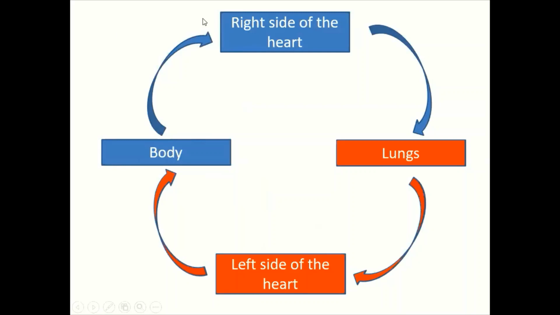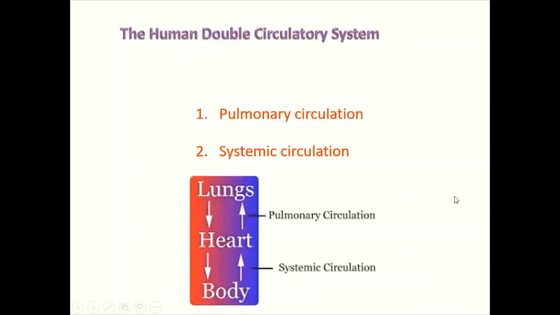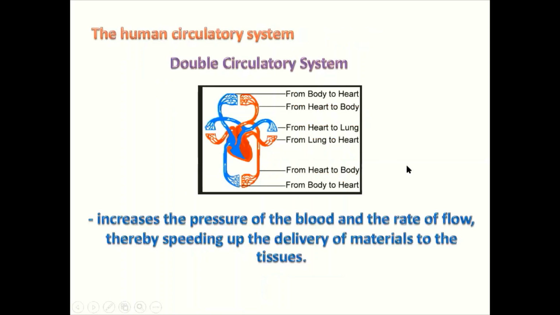While the other one is called pulmonary circulation, from the heart to the lungs and from the lungs to the heart. This is called pulmonary circulation. So there are 2 types of circulation in our body: pulmonary and systemic. Pulmonary to and from the lungs, while systemic is to and from the body.